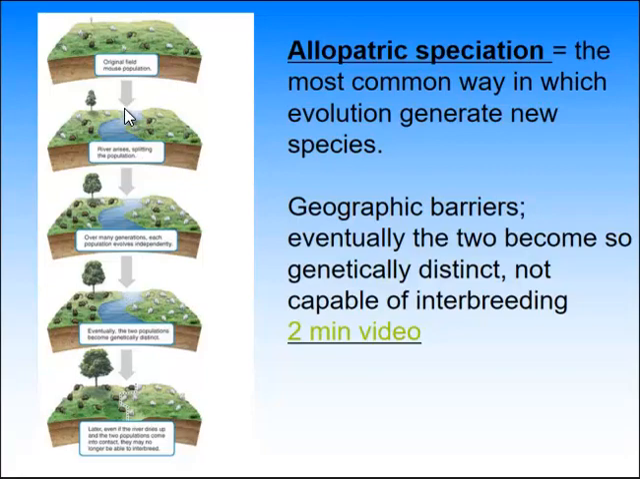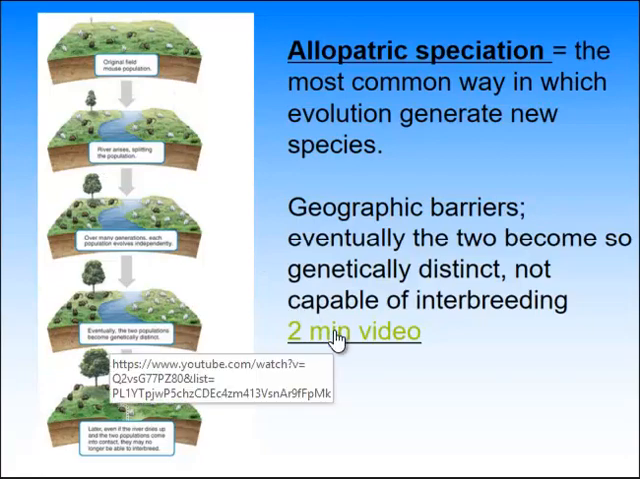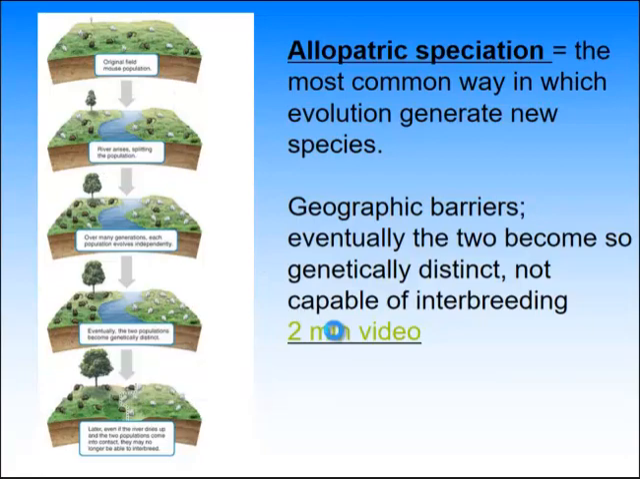The Earth's crust moves and changes all the time. Natural selection may favor different traits in the environment of each isolated population, resulting in different adaptations. And over time, the two populations may become so genetically distinct that they're no longer capable of interbreeding.